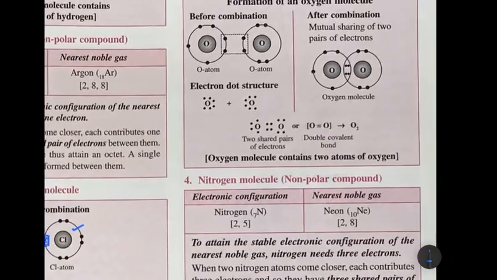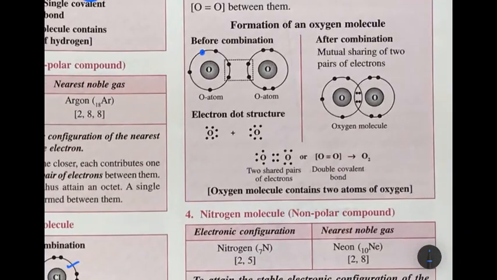Now the oxygen molecule. Oxygen has 1, 2, 3, 4, 5, 6 electrons in its outermost orbit. They are sharing 2 electrons each. In this way you'll see that this oxygen atom now has 1, 2, 3, 4, 5, 6, 7, 8 electrons altogether. Similarly, this oxygen will also have 8 electrons.